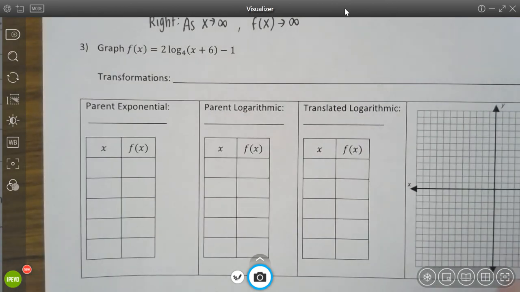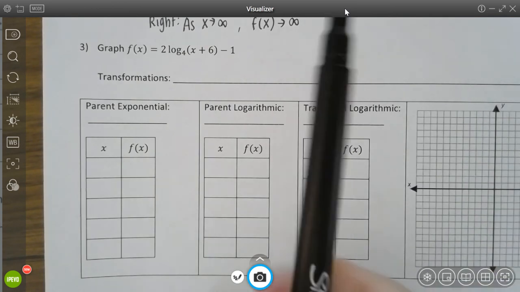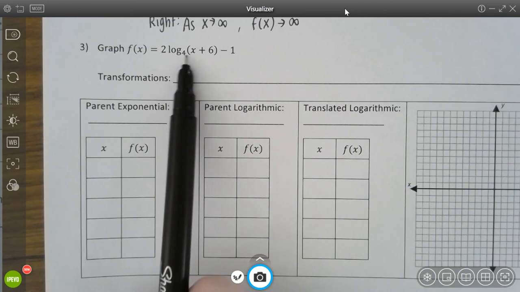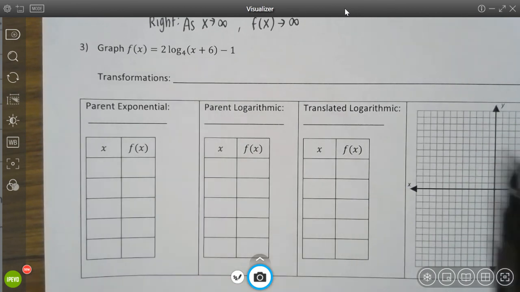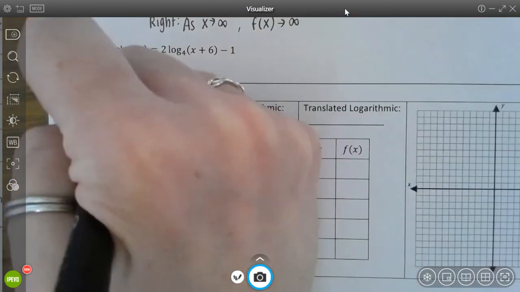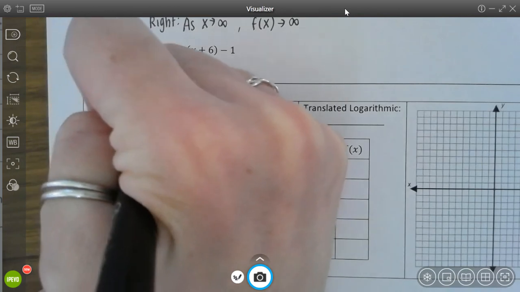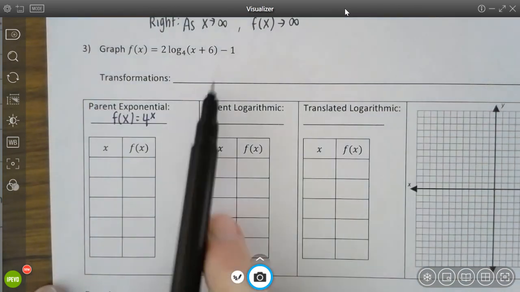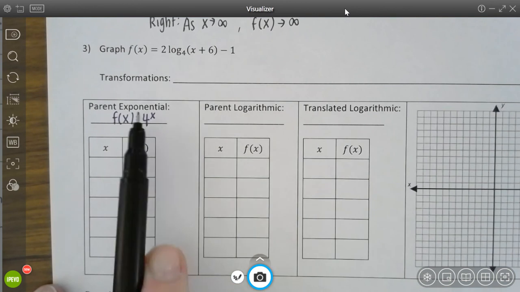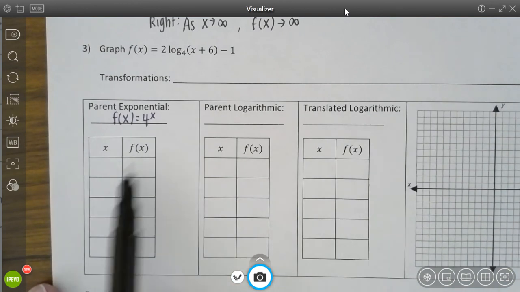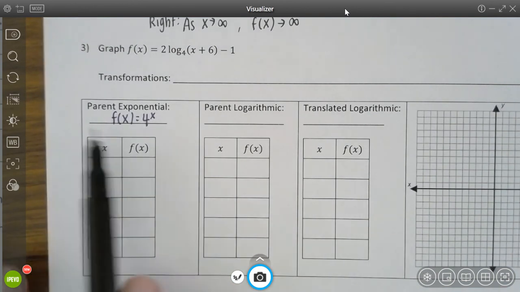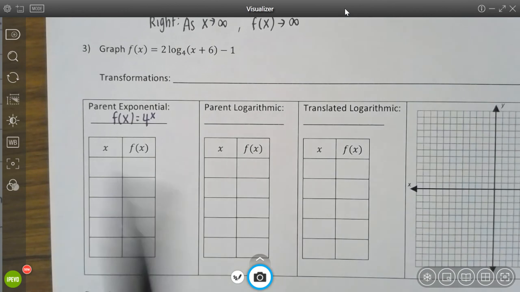Would be what? What's our base of our log? Yeah, it'd be 4. So here our parent exponential would actually be f of x is equal to 4 to the x. So remember that we are looking at that base. The base should be the same here. So when you make your parent table of values for this exponential, you should be using the base of 4.